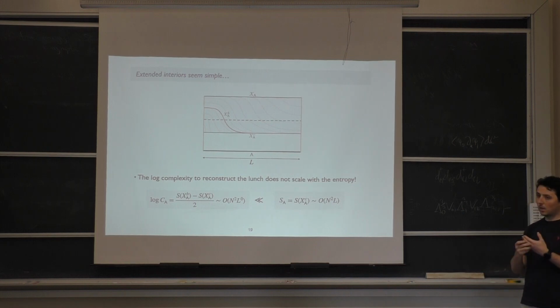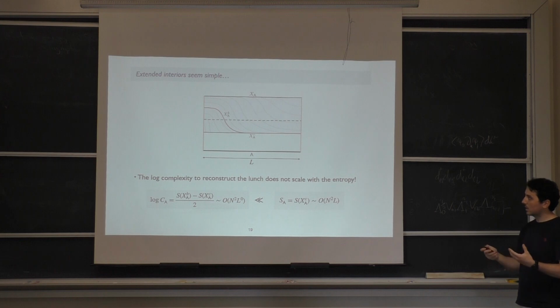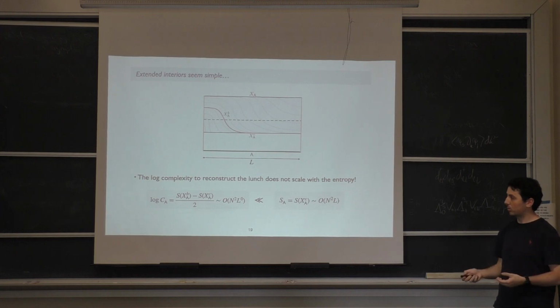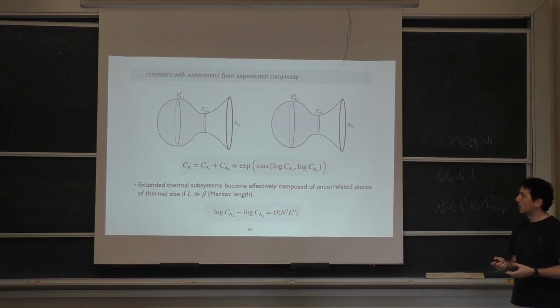On the other hand, the entropy of this system, the naive thermodynamic entropy of the black brane, obviously scales with the size of the transverse space. So in this sense, extended interiors, this also happens for black holes, for very large black holes, seem to be simple to reconstruct with all of this entropy. So we were originally very confused about this fact. We thought that it was a bad thing about the conjecture, but now we think that we understood why it happens. So it's actually a property of exponential complexity.